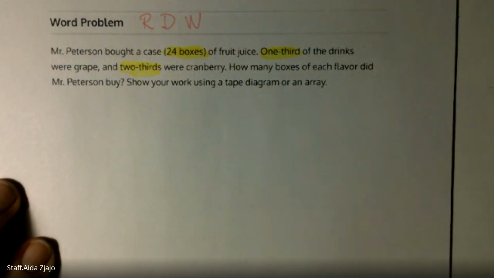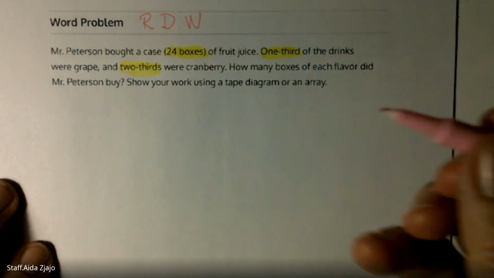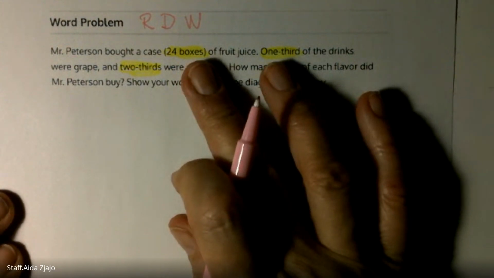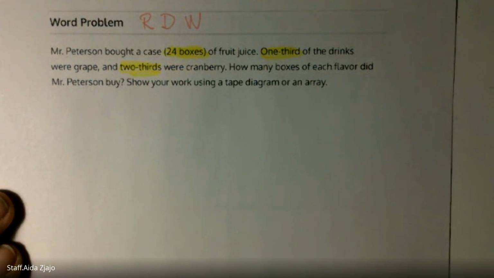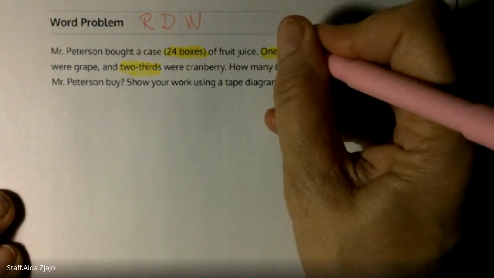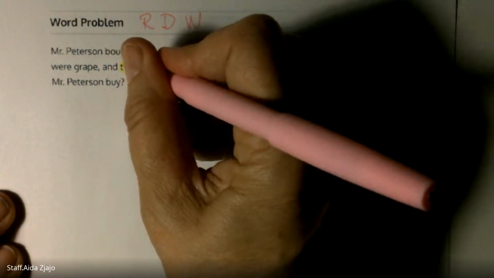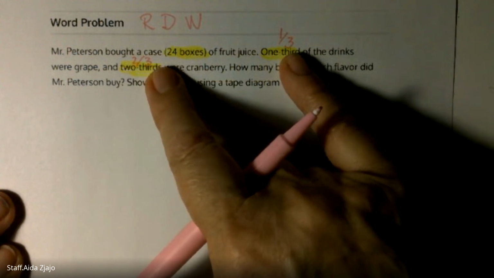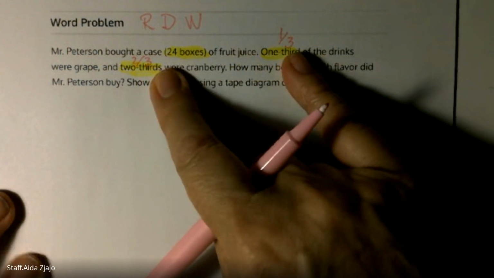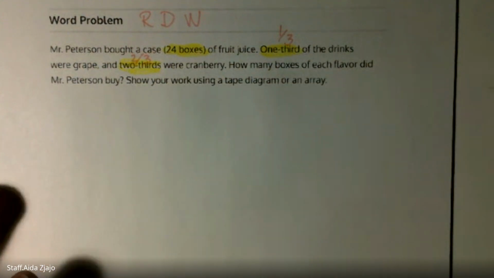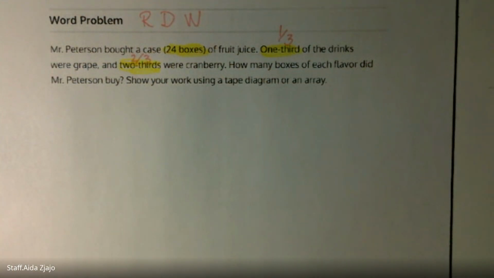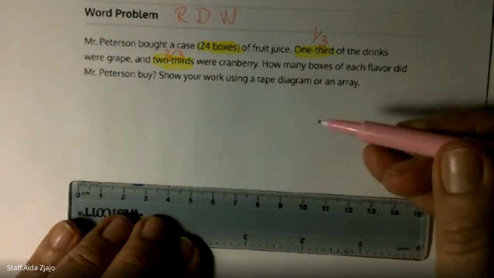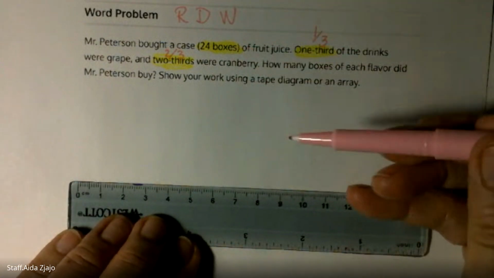So an array is kind of like a rectangular model which represents all the boxes. So let's see if I know multiplication. We're talking about thirds here, and here 2/3. So I need to have a connection between 3 and 24. So I'm thinking, what number will make 24 if I take an array and I need to show 24 boxes?